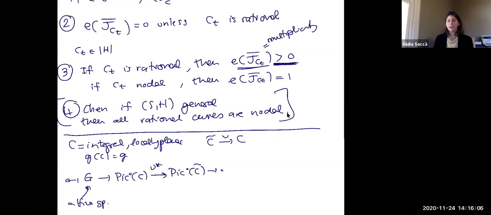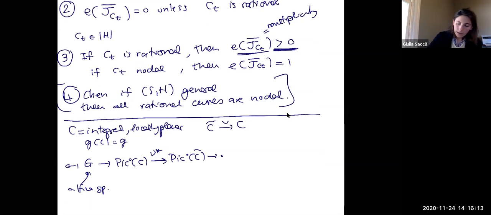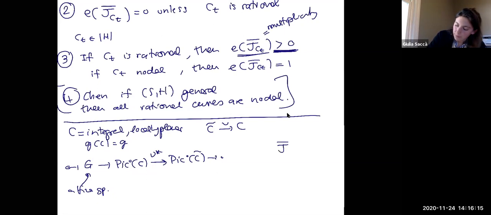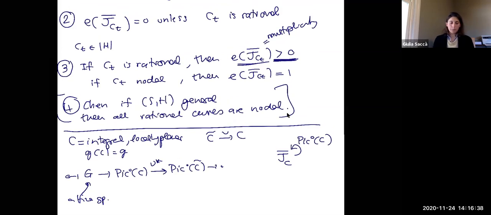So for example, if C has only nodes, it's just a bunch of copies of C star. If I have a cusp, it's an additive C, and so on. Here J bar is the compactified Jacobian of any degree. If C is integral, it doesn't really depend on what the degree is. And we have a natural action of Pic zero of C on this compactified Jacobian. Our aim is to use this action to prove point two.